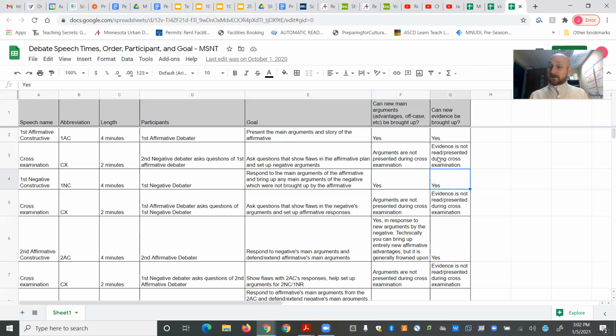And can you bring up new evidence? Yes, absolutely, and you should. The 1NC should be a lot of evidence reading where you read your best pieces of evidence to make your arguments, and you don't really have to do a lot of explanation.